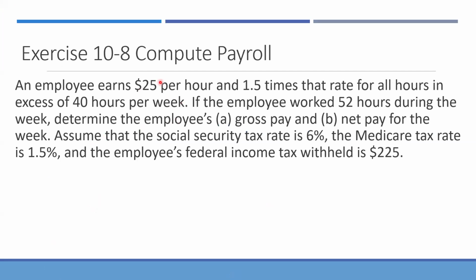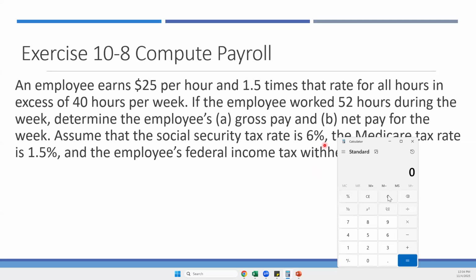So, computing payroll. The employee is paid $25 an hour, time and a half for hours over 40. They worked 52 hours in the week. Determine the employee's gross pay and net pay. Social Security tax is 6%, Medicare is 1.5%, and the federal income tax withheld is $225. So what they earned: 40 hours times 25 is $1,000. Then 1.5 times 12 times 25 is 450, plus 1,000, so $1,450 is their wages for the week.